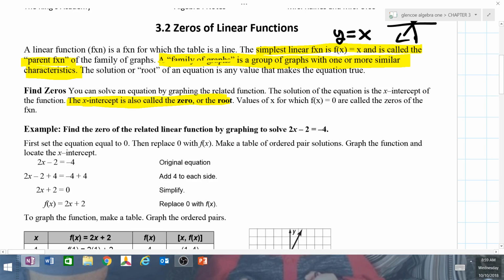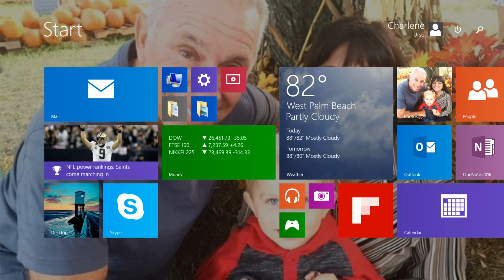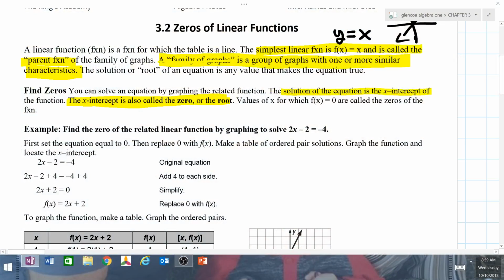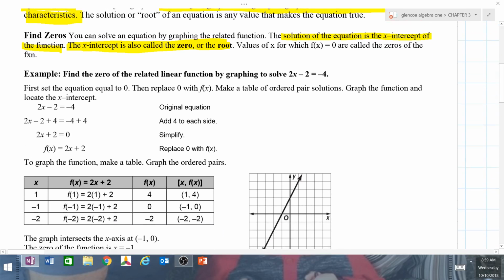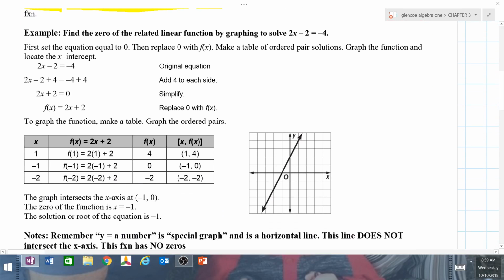You can solve an equation by graphing the related function. The solution of the equation is the x-intercept of the function. And one more time, the x-intercept is also called the zero or the root. It's called the zero because the x-coordinate is going to have a number, but the y-coordinate is going to be 0. Here we go. To find the zero of a related linear function by graphing.